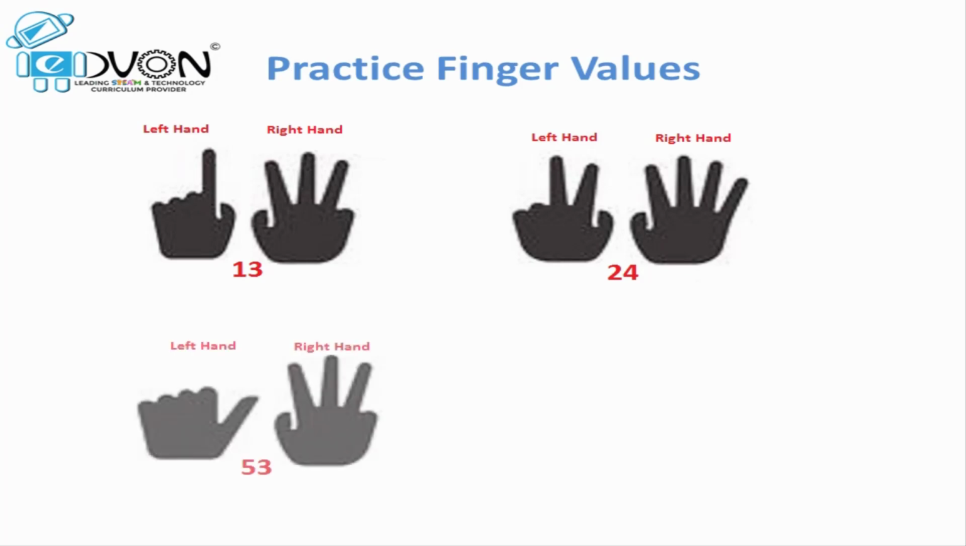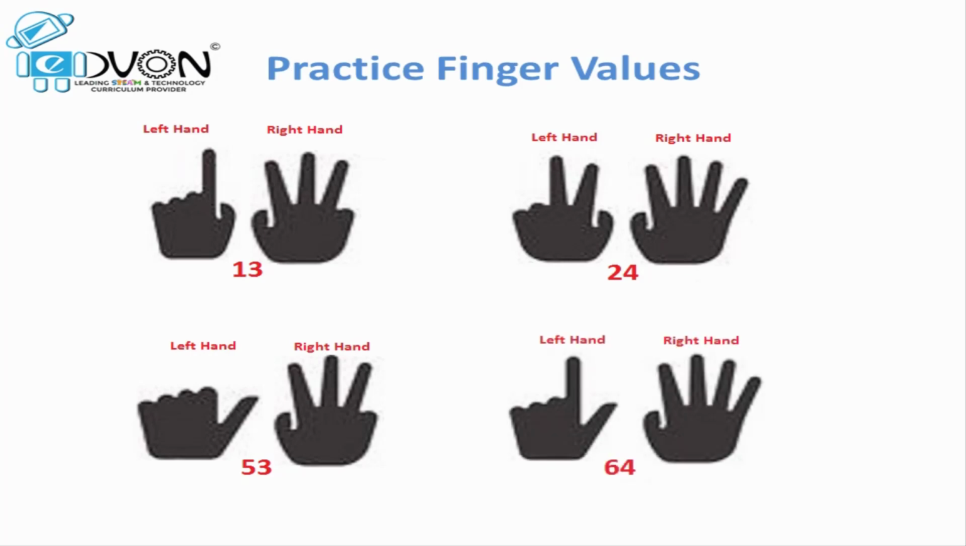Next value we have is 53. In 53, we have 5 tens and 3 units. To place 53 on our hands, we will open the thumb on left hand, which has the value 50, and we will open 3 fingers on right hand. Next value is 64. To place 64 on our fingers, we will open thumb and 1 finger on left hand, which represents the value 60, and for 4, we will open 4 fingers on right hand. That makes it 64. We will practice a few more values.